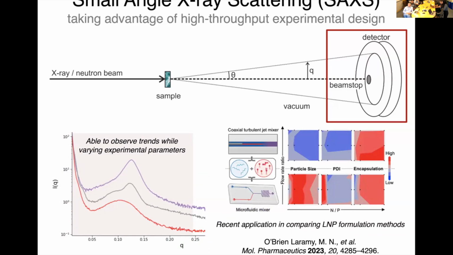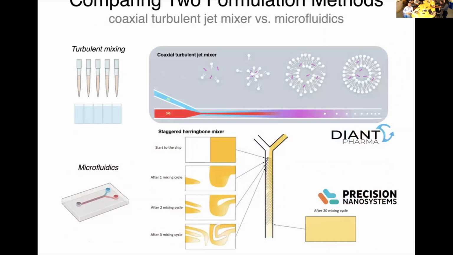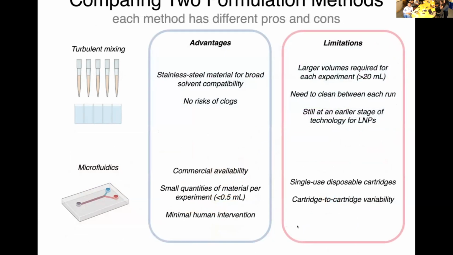And so an example of that I'm going to go through is this recent application comparing lipid nanoparticle formulation methods. And here is the citation for that if you're interested in checking it out. I mentioned before that we can get some structural variability coming from formulation methods. So we're comparing two different methods, one being the coaxial turbulent jet mixer at the top, and then the microfluidics method at the bottom. And these two methods have their own different pros and cons.